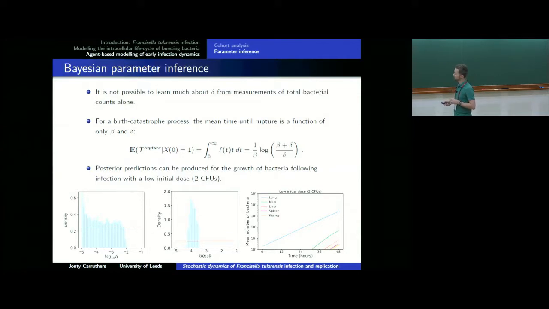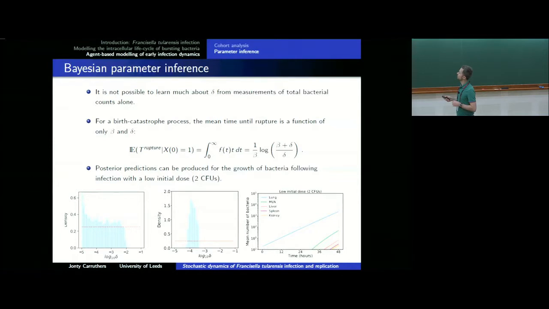But how could we refine this distribution? Well, from our birth catastrophe process, which is our intracellular model, we can get this expression for the mean time until rupture. This just depends on beta, our intracellular replication rate, and delta, our rate of rupture. The nice thing is, because we learned a lot about beta in our ABC, maybe we can use this to try and refine the distribution of delta.